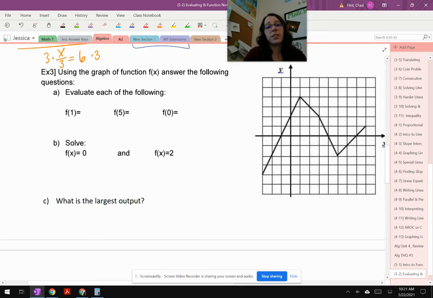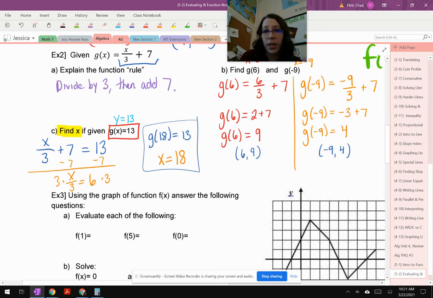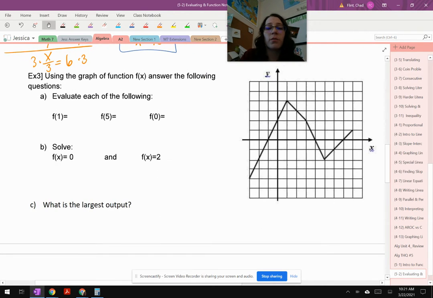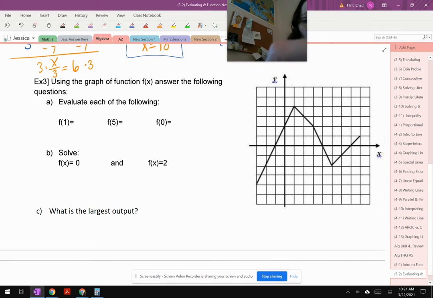Okay, finishing off with this example 3. So example 2 was an example of evaluating functions with an equation. This is an example of evaluating functions with a graph, which in most cases is a little bit easier than the equation. So we're still keeping in mind that big main fact that f of x is equal to y.